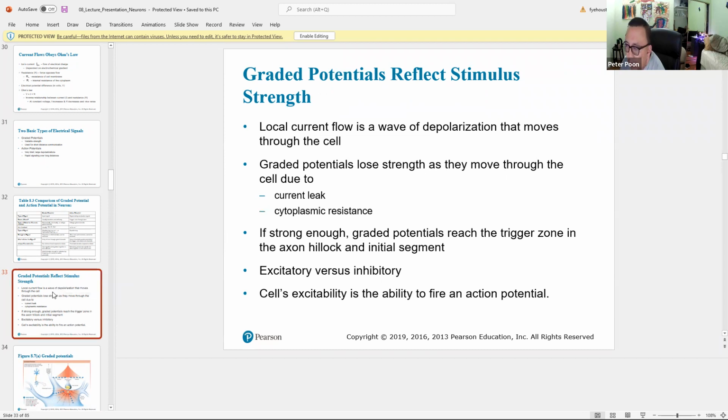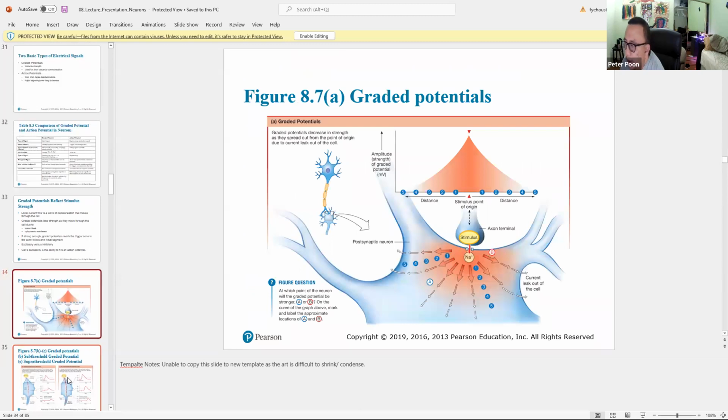So let's take a look at how graded potential works. Here we'll look at the cell body of the neuron. So here's a neuron. There's going to be a stimulus. That stimulus can either activate a sodium channel, or activate a potassium channel, or activate a chloride channel. In this case, it activates a sodium channel.